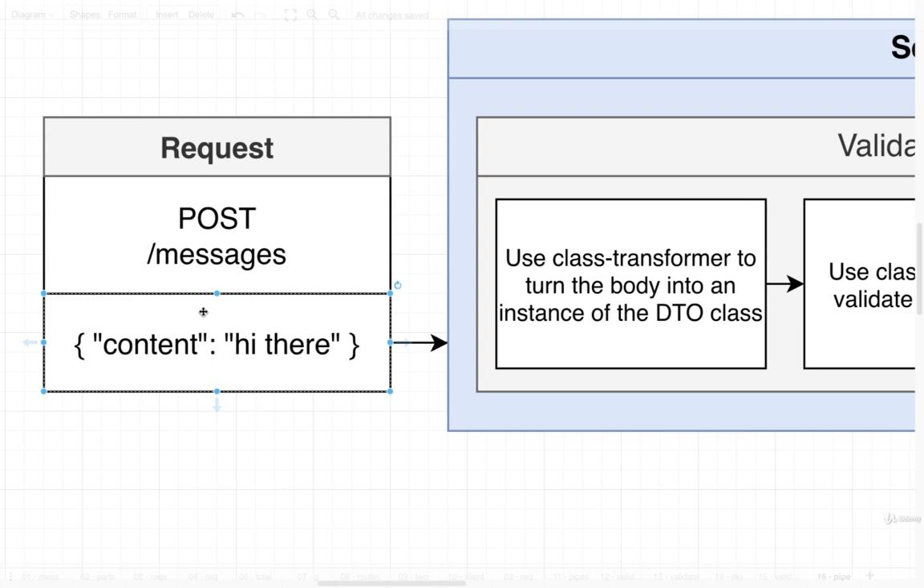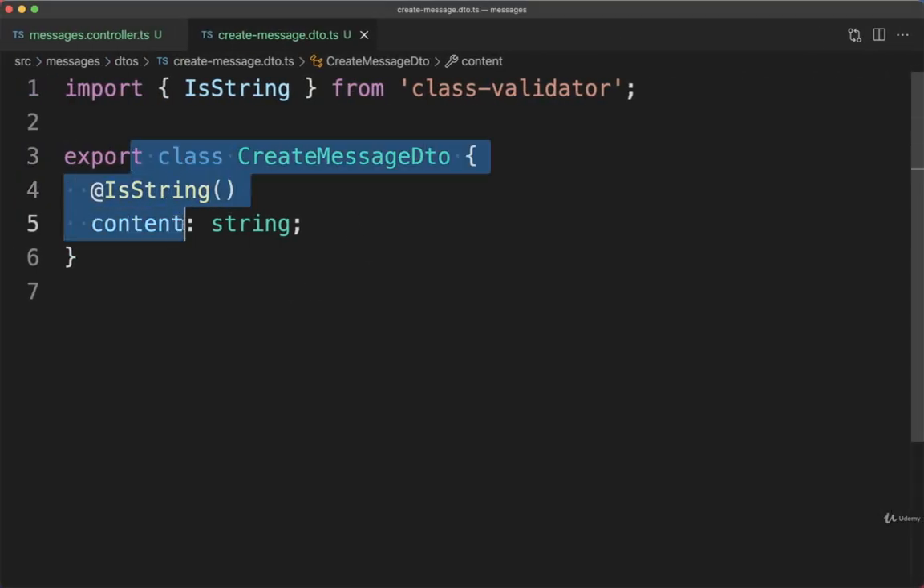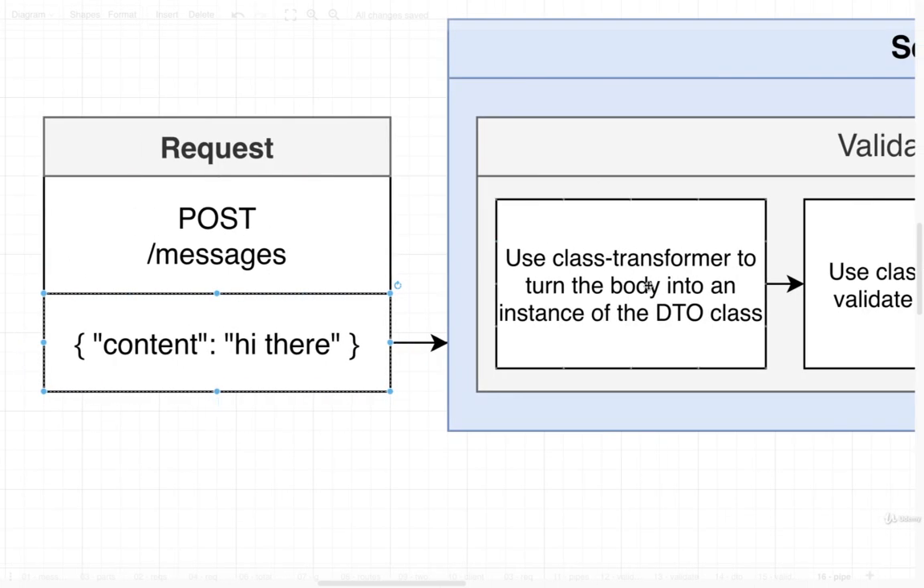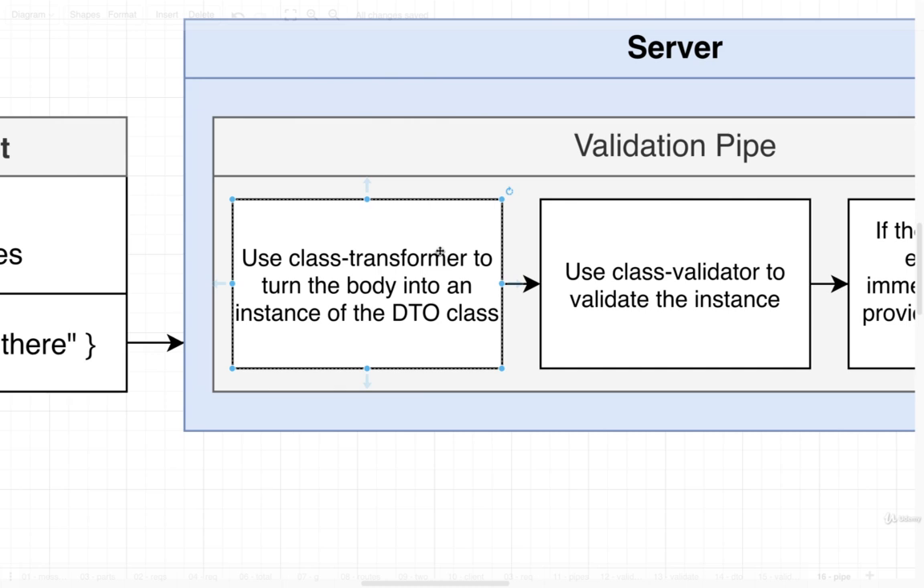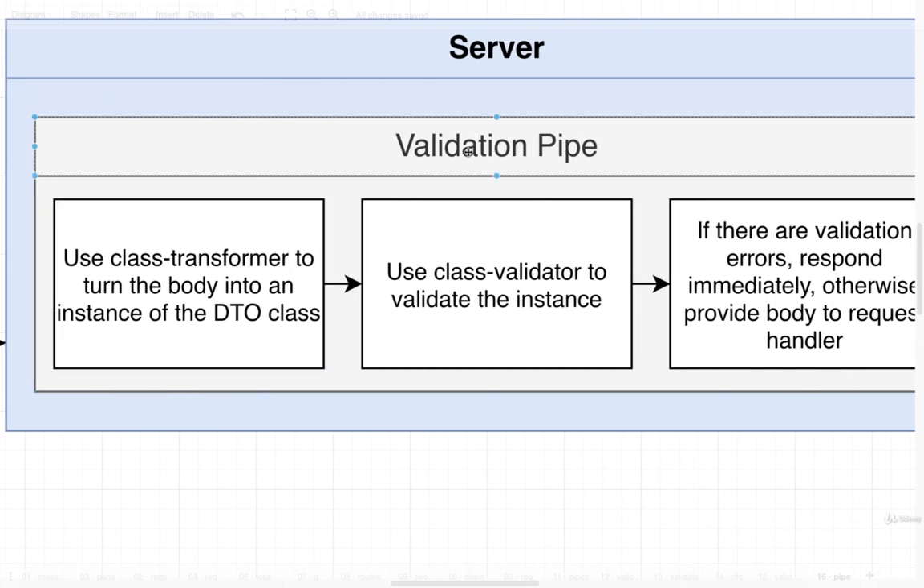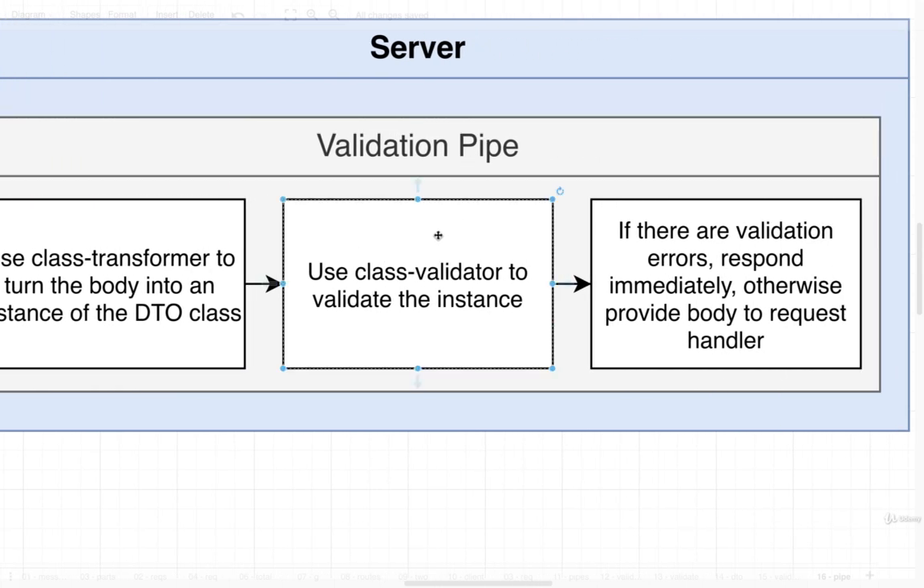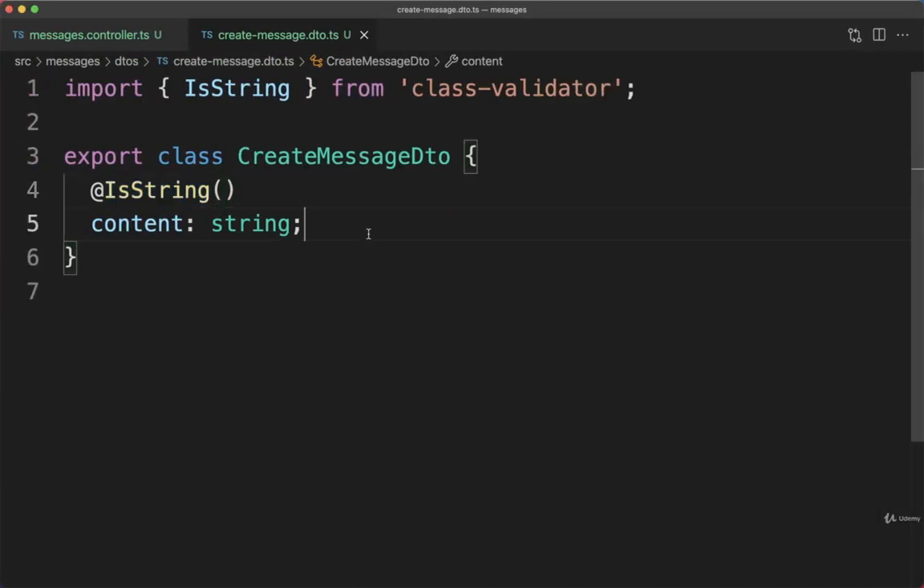So this body right here is turned into an instance of createMessage DTO, and that has a ton of validation information attached to it through the use of these decorators. Now that we've got an instance of the DTO class, the validation pipe is then going to make use of class validator to actually validate that instance. That step is where the validation pipe is going to take a look at these decorators. It's going to use these decorators to validate the different properties we have on the instance of our createMessage DTO.